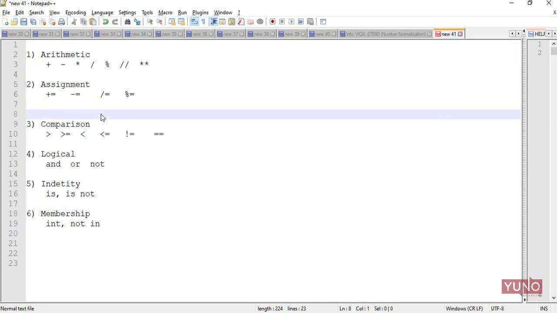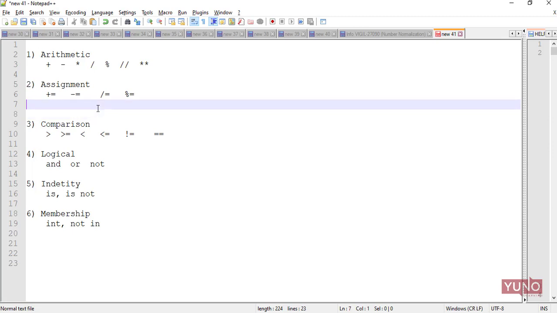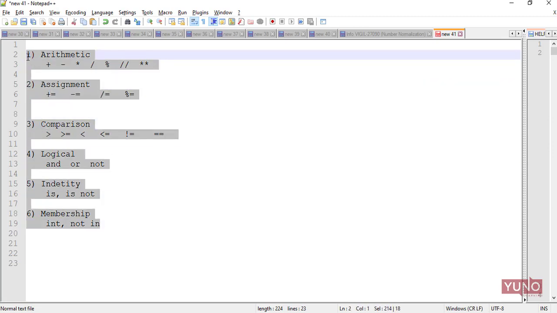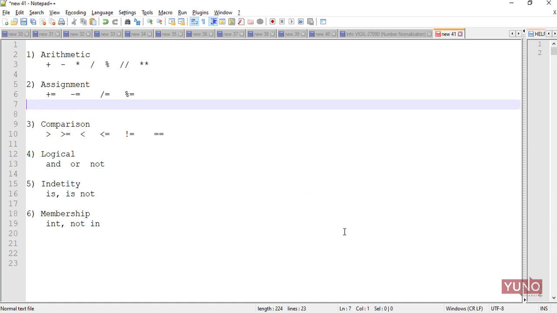So that's it for the operators, and in the next lecture I will tell you some basic simple examples for commonly used operators. I'll just tell you the examples in the next lecture. So see you in the next one.